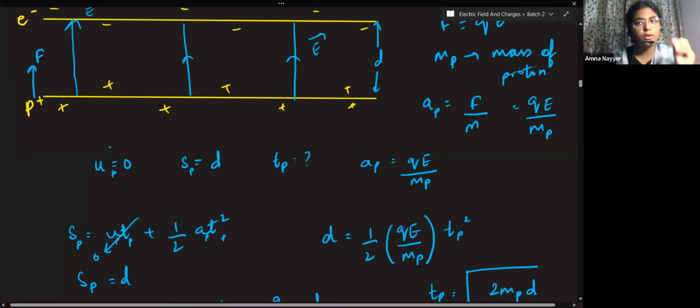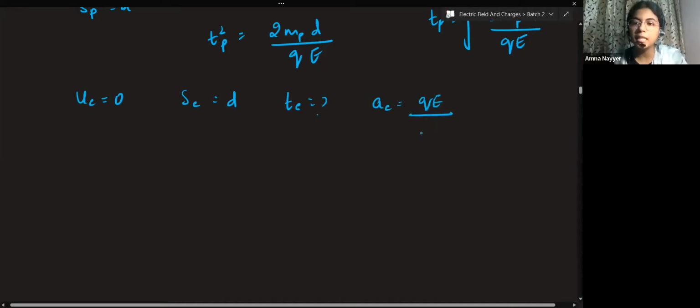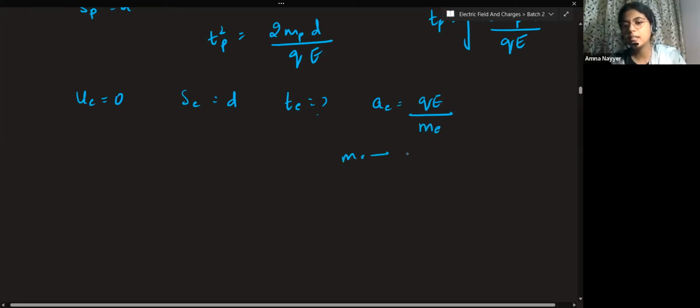See, initial velocity for the electron is also 0. Let me write it separately. Initial velocity for the electron is 0. The distance that the electron has to cover is also d. Time for the electron is te, which I have to calculate. For the acceleration of the electron, instead of writing qE divided by mp, now I have qE divided by me, where me is the mass of the electron. So I'll get the same result.